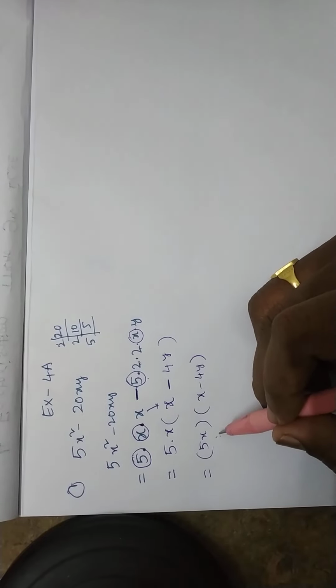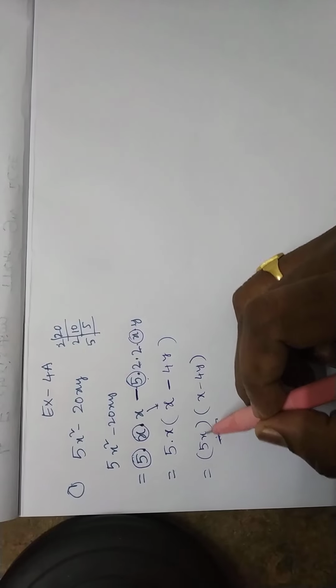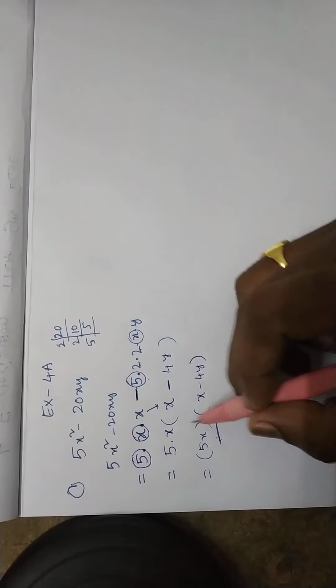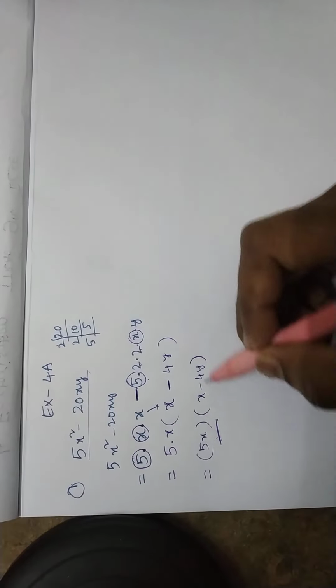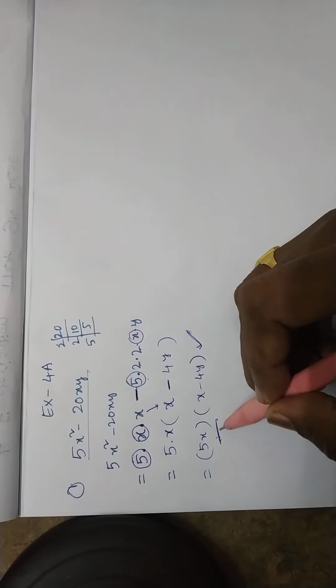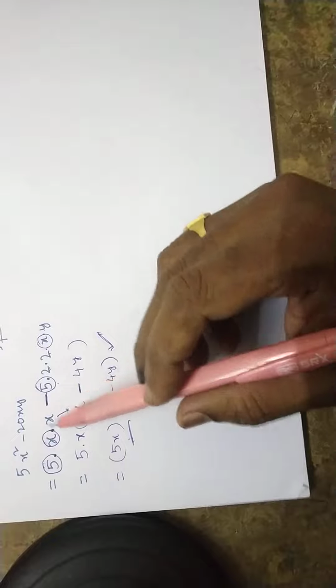Don't forget to keep the brackets, because sometimes when you take the common, that again becomes a problem. When you factorize the given expression into two binomials, that becomes a problem. So that is why don't forget to keep the brackets. That's it. Okay, clear? So this is how you can solve it.